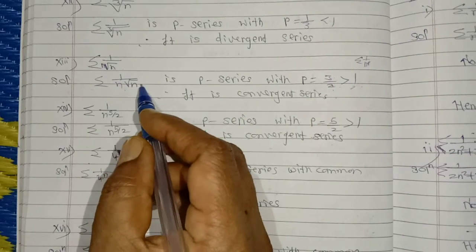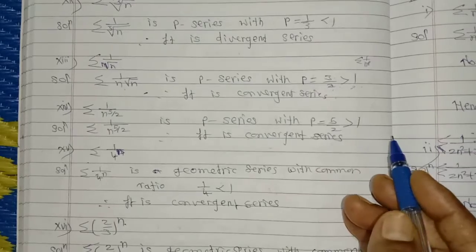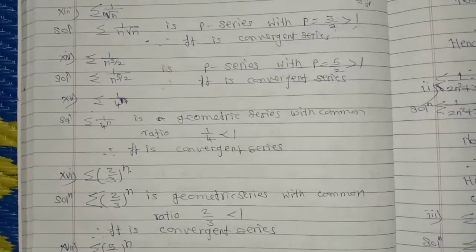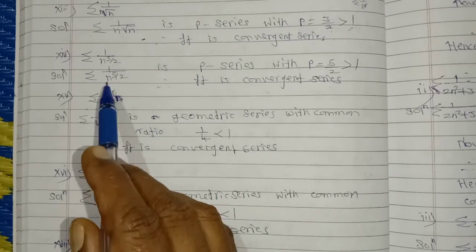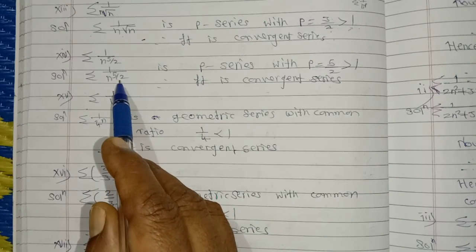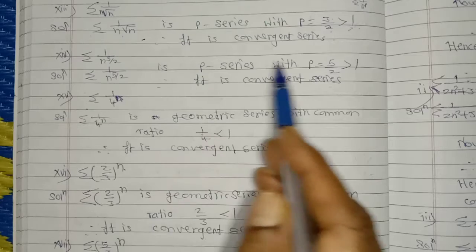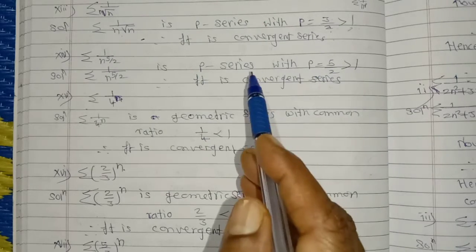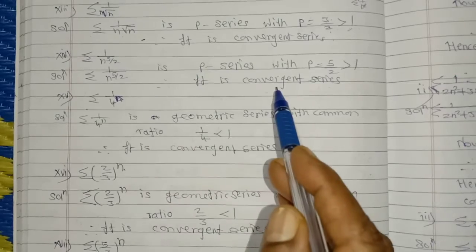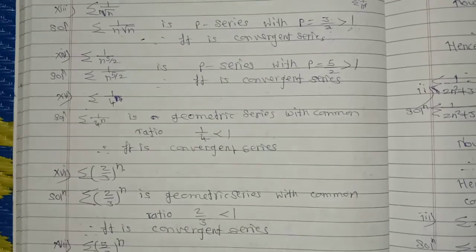Next series is summation of 1 upon n raised to 5/2. Summation 1 upon n raised to 5/2, it is a p series. P equal to 5/2 is greater than 1, and as p is greater than 1, the series is convergent series. Next, summation of 1 upon 4 raised to n.